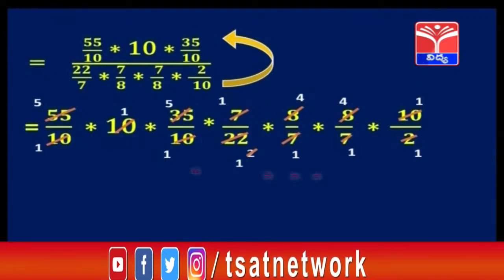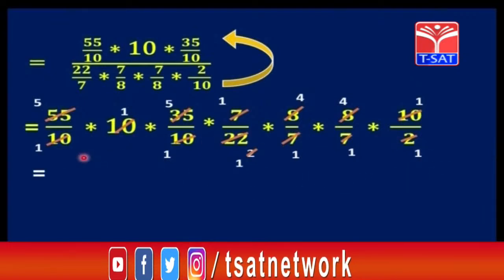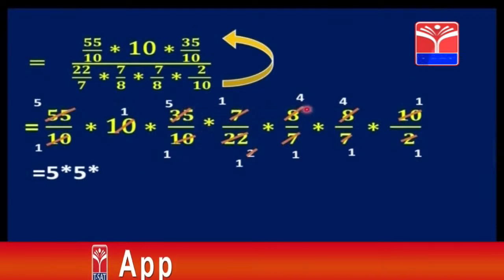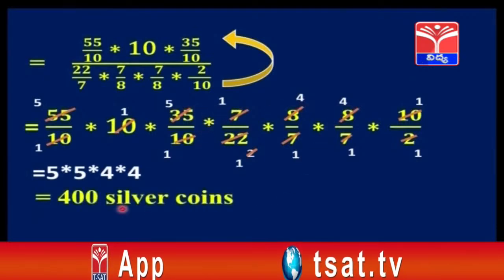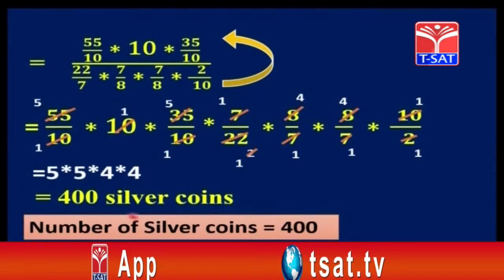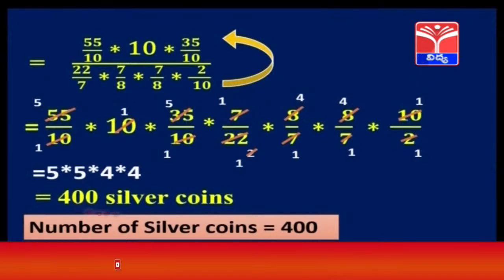Completely all denominator terms are cancelled, write only the numerator terms, 5 into 5 into 4 into 4, and the answer is 400 silver coins. So 400 silver coins are required to convert this into a cuboidal shape of given dimensions.